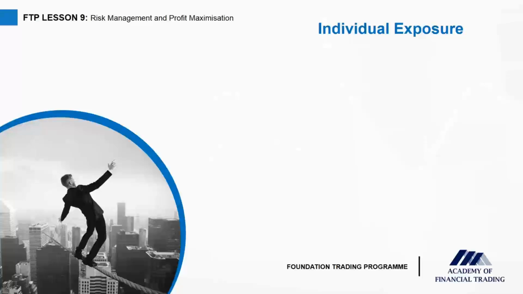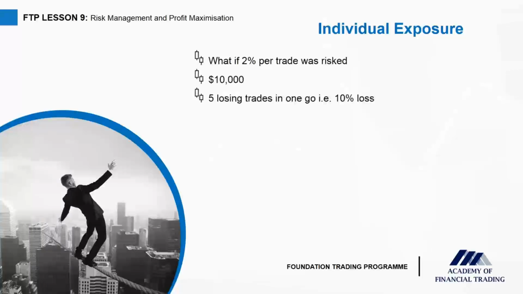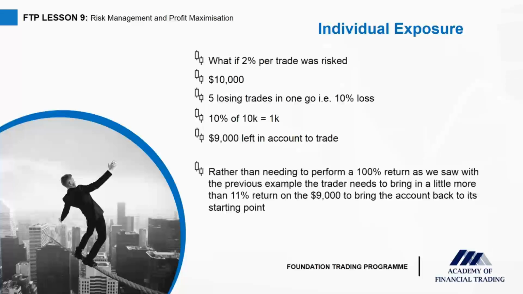So what's the solution? Let's not all be negative. Let's do the same scenario. If you were more responsible, and you went out and risked 2% per trade on a $10,000 account, and you've got 5 losing trades, that totals up to a 10% hit. You lose $1,000. It's not a great day, but it's not the end of the world. It's not the best day you've ever had, but you can survive it.